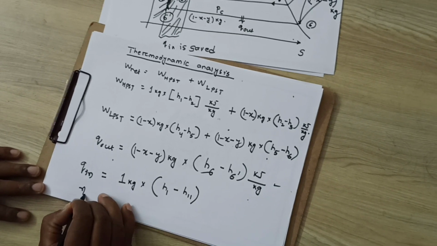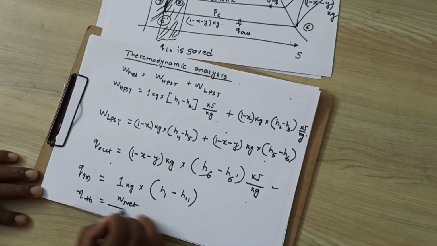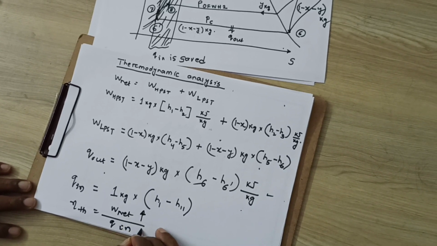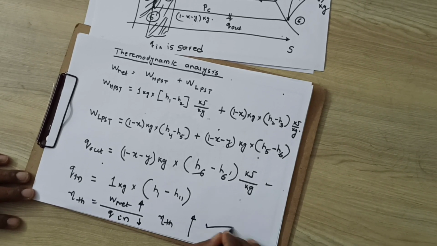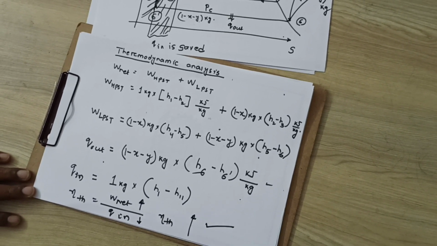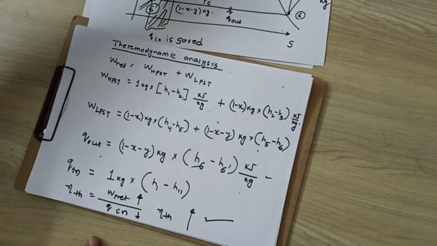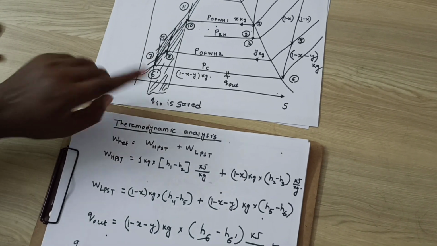Okay. So thermal efficiency will be W net divided by Q in. W net is increased, Q in is decreased, so thermal efficiency will be substantially increased. Okay, got it. And how much heat input will be saved? This I have saved. Q in is saved.